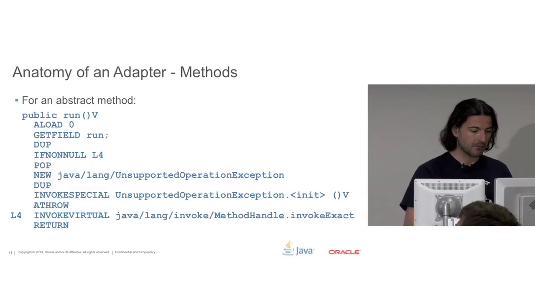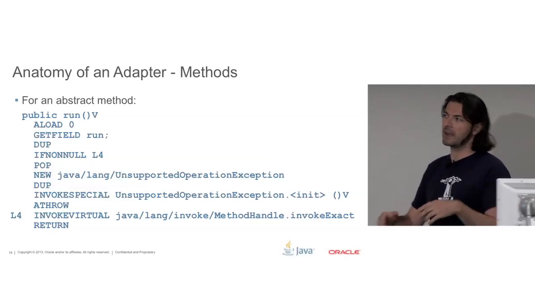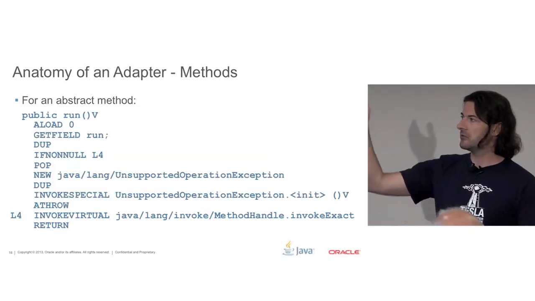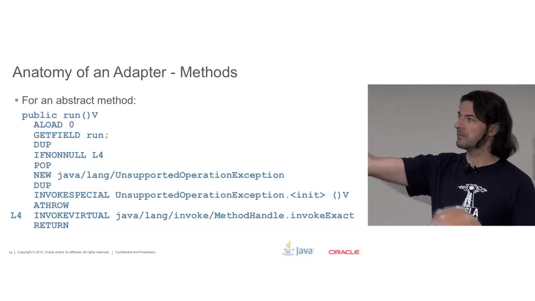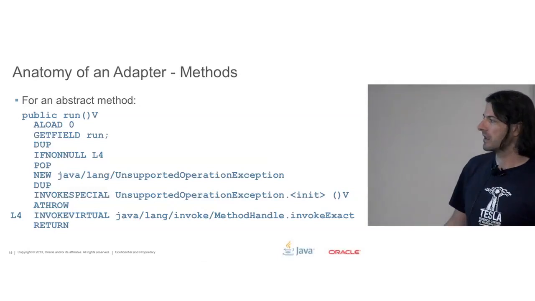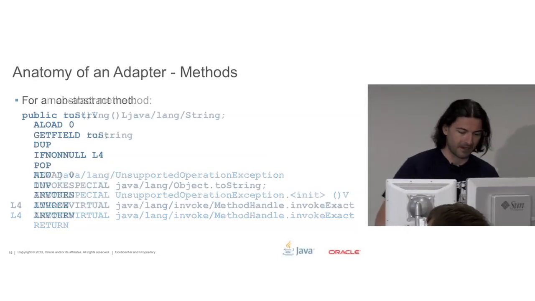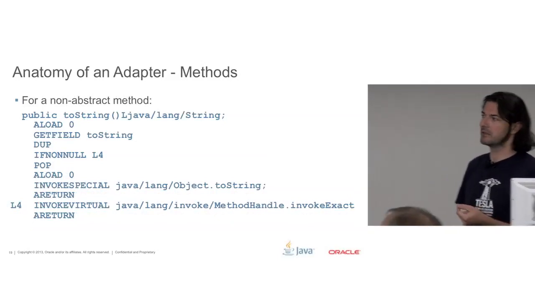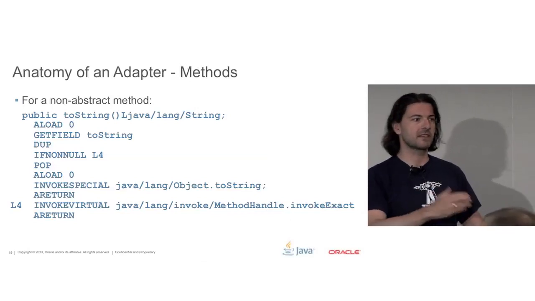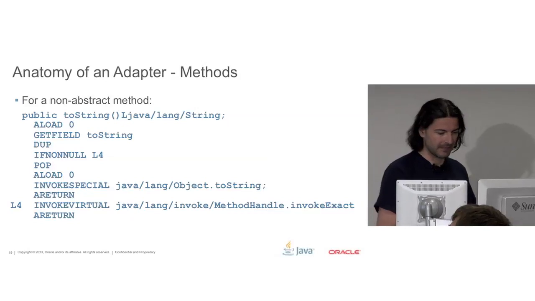So how do the methods look like, right? Normally, an implementation of a method that's abstract in the superclass, you load your field with the method handle. If it's not null, you do your thing. If it's null, well, just throw an unsupported operation exception. That's it. Of course, this is grossly simplified. For a non-abstract method, if your method handle is null, you will just do an invoke special, which is basically a super invocation. Again, not terribly big deal.